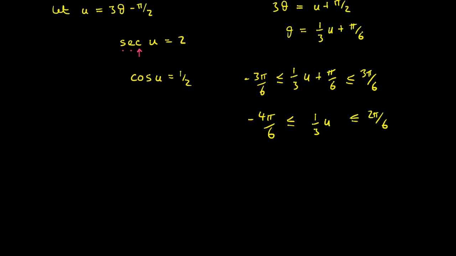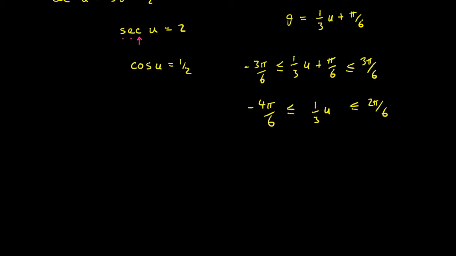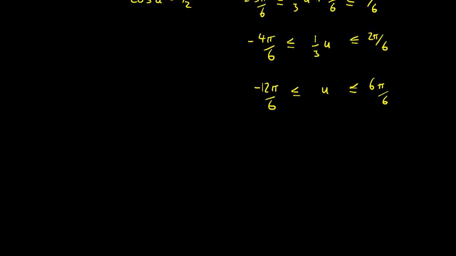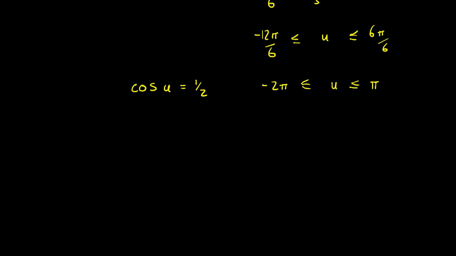Okay, well then what I want to do is multiply everything through by 3. So if I do that, this will become minus 12 pi upon 6. And this guy will become 6 pi upon 6. Well, then what is that? 12 pi upon 6 is just 2 pi, isn't it? 12 divided by 6 is 2. And 6 pi divided by 6 is just pi. So in other words, what I'm really trying to do now is solve the simpler problem of cos u is equal to 1/2 between negative 2 pi and positive pi, right?